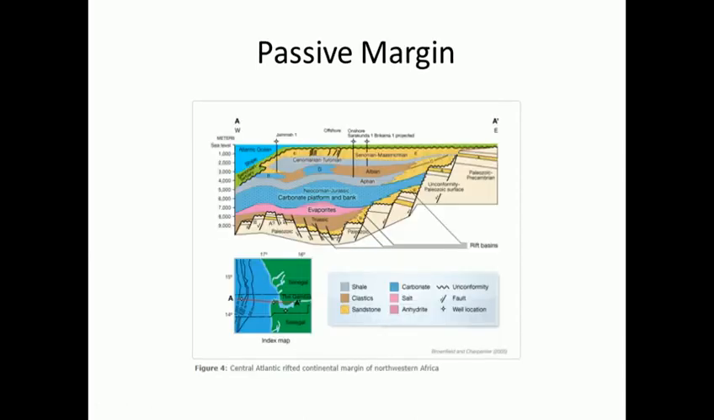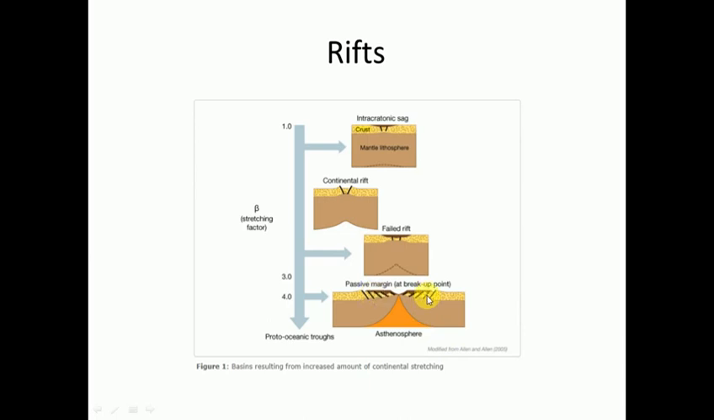Okay, so let's look. This is an example of a passive margin in the central Atlantic rifted continental margin of northwestern Africa. So we're here, you can see on this map is Senegal and the Gambia. My West African geography is quite poor. So we're on the west coast, and this is an example of what you've seen if we flip back, these rifts that are formed.